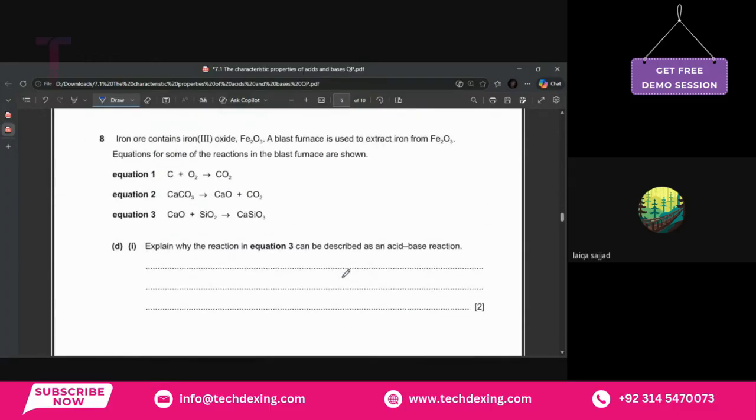Okay. Then we are given that iron ore contains iron oxide. Blast furnace is used to extract the iron from iron oxide. Equations for some of the reactions in the blast furnace are shown. Equation 1 gives you carbon dioxide. The second one is calcium oxide plus carbon dioxide. And the third one is you are reacting calcium oxide with silicon dioxide. Explain why the reaction in equation 3 can be described as an acid-base reaction.